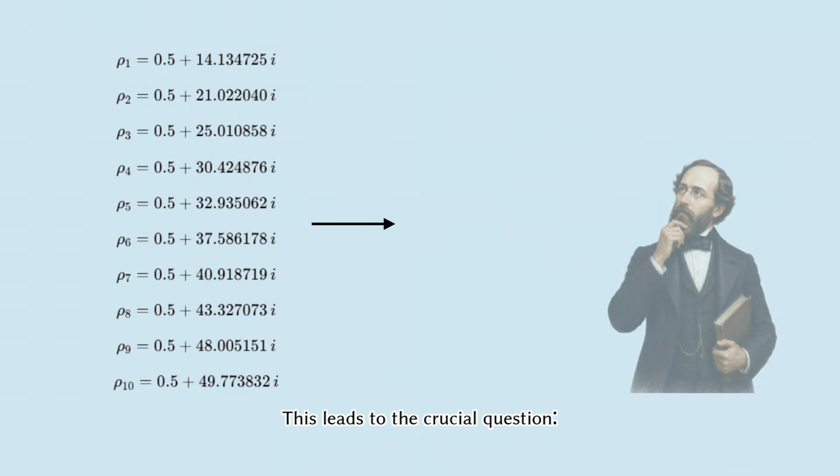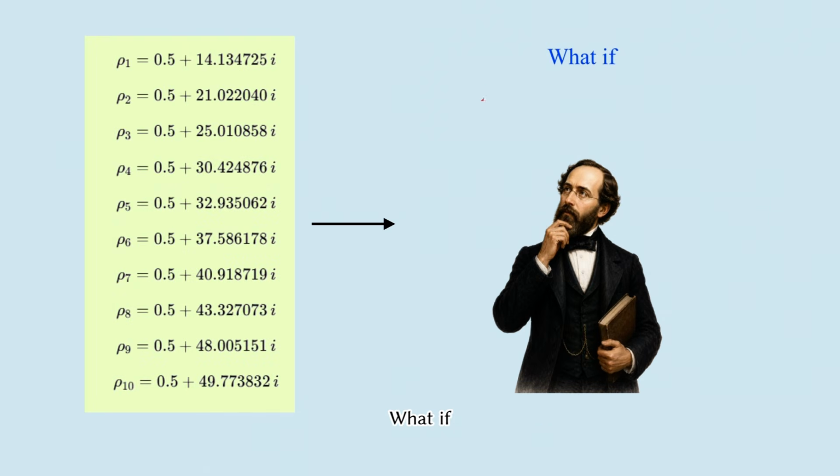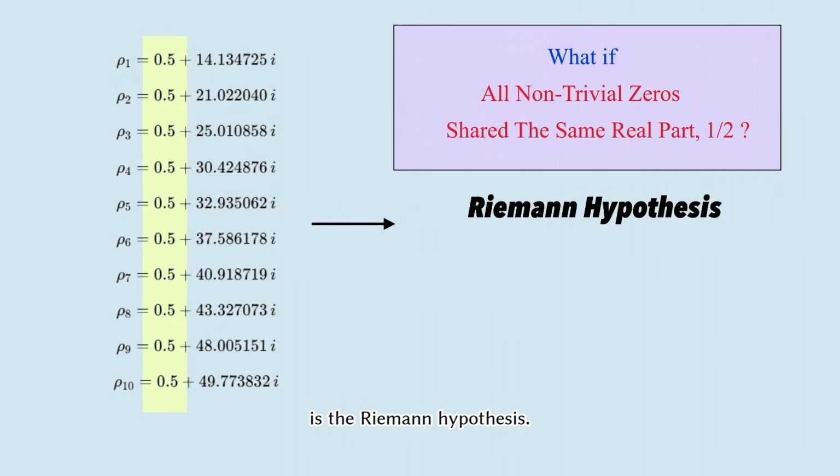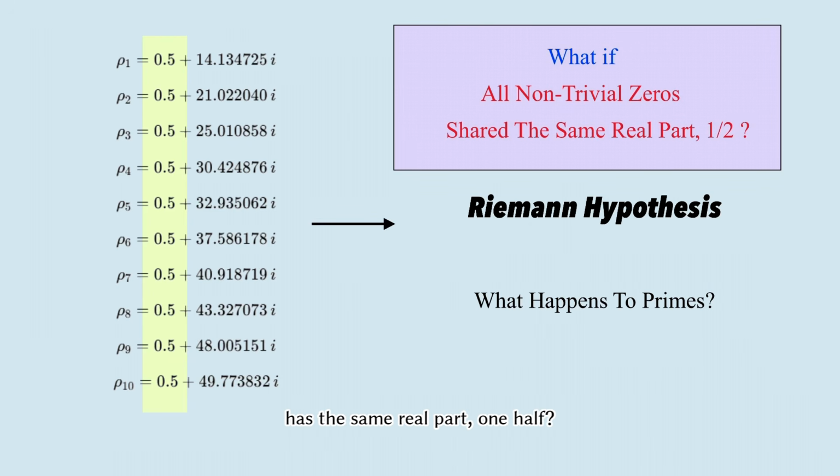This leads to the crucial question: what if all non-trivial zeros share the same real part, 1/2? This statement is the Riemann hypothesis. What happens to primes if every zero has the same real part, 1/2?